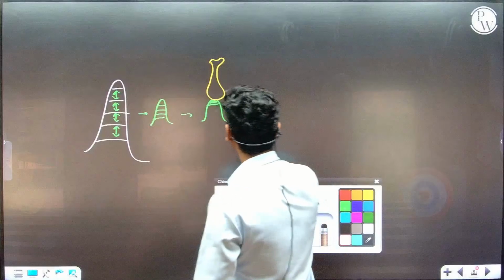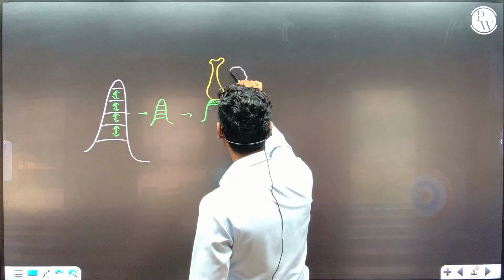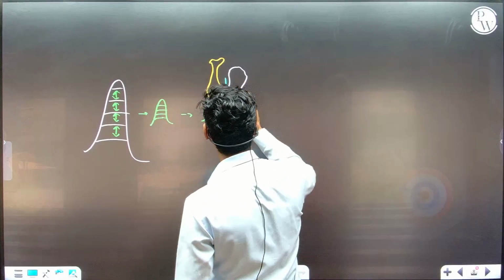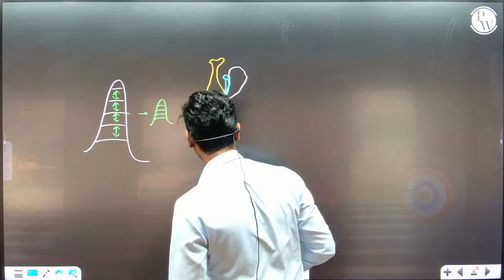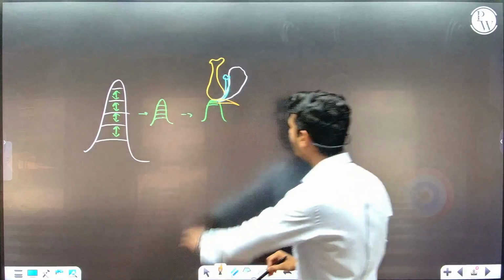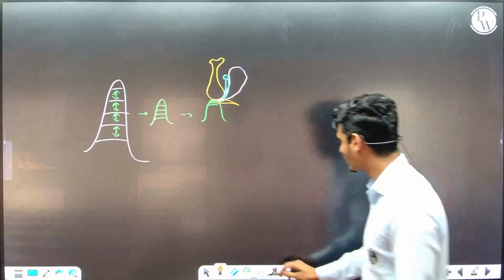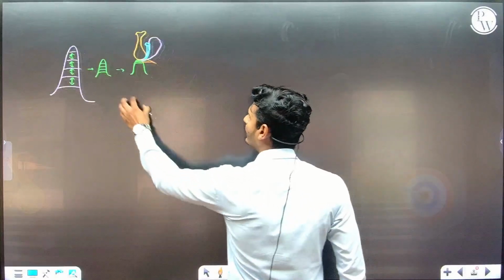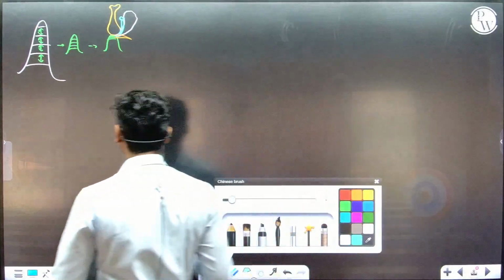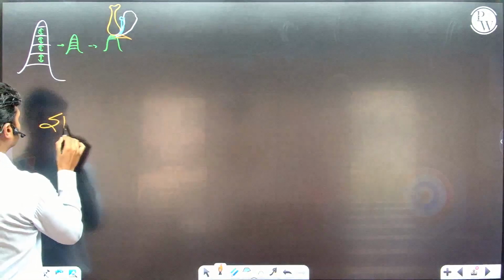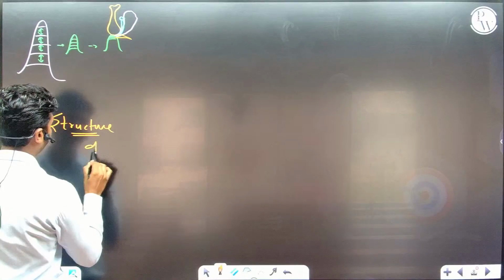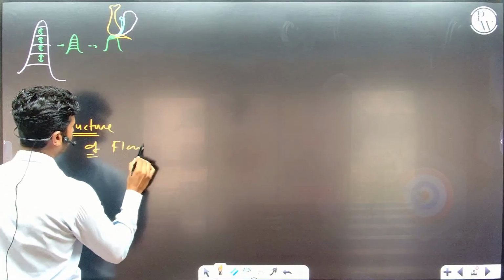Another whorl is responsible for the formation of corolla. One whorl is responsible for the formation of filament and anther. One whorl is responsible for the formation of sepals. In that way a flower is manufactured or modified. Now here we are going to discuss the structure of a flower first. The title is Structure of Flower.